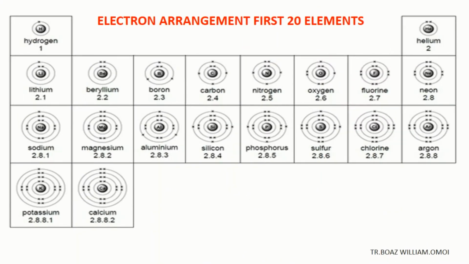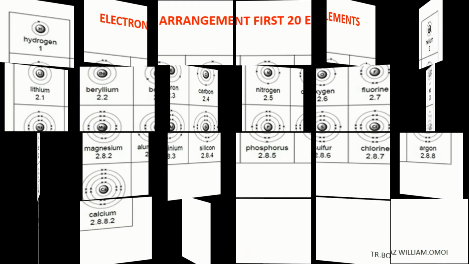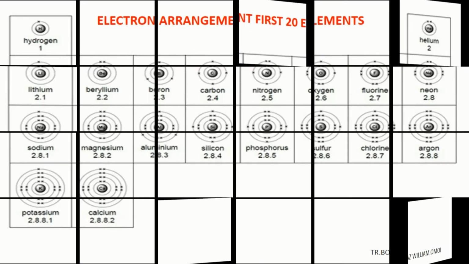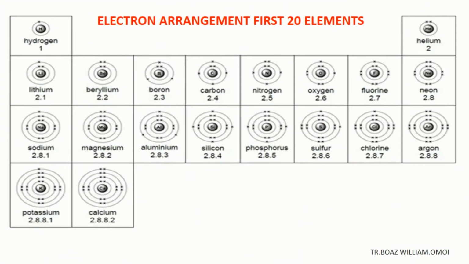Moving on, we have magnesium, which is atomic number 12. The electron arrangement is 2-8-2. Moving on, aluminium is atomic number 13. Therefore, arrangement is 2-8-3, because it is atomic number 13. Atomic number 14 is silicon, so the electron arrangement is 2-8-4. Because the number of electrons is 14, so 2 in the first energy level, 8 in the second, and the remaining 4 go to the third energy level. So electron arrangement for silicon is 2-8-4.